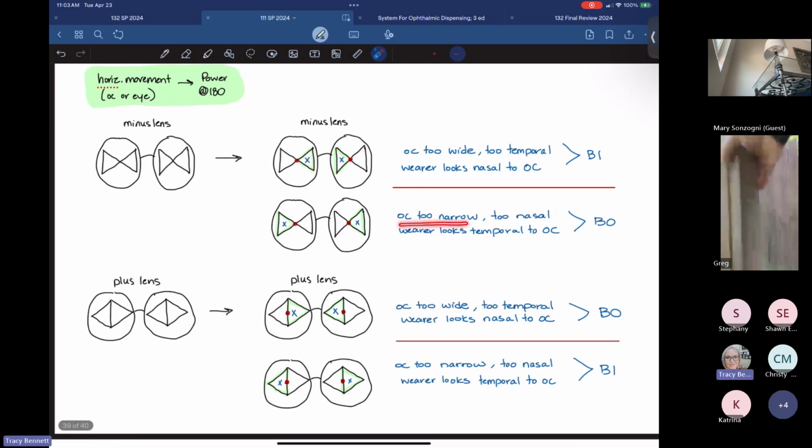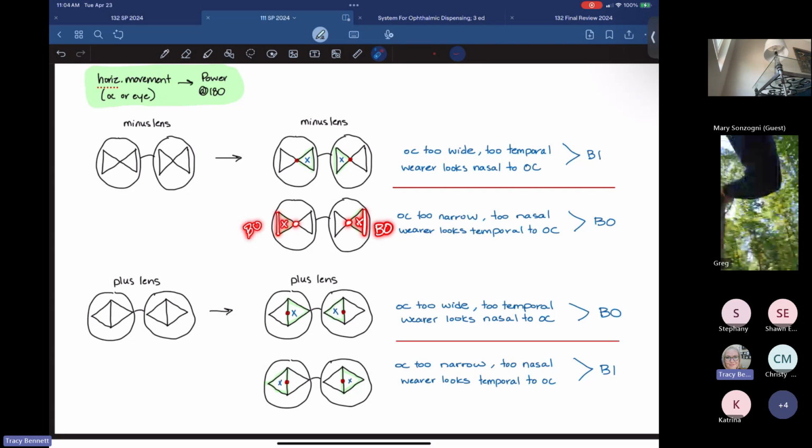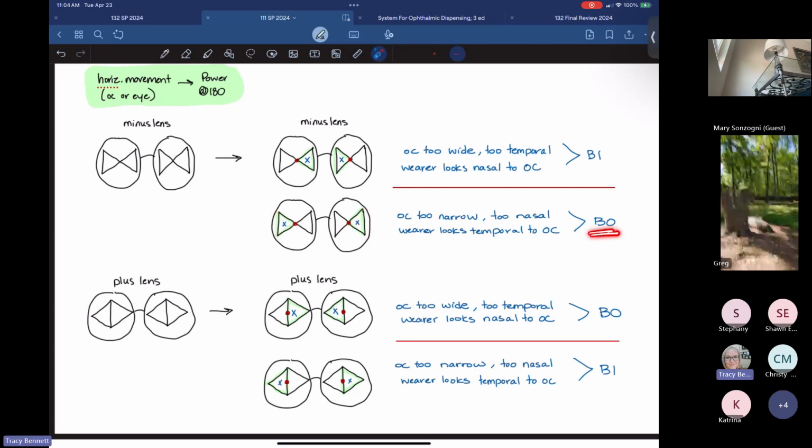Versus if the OCs are too narrow or too nasal, so there's our OCs, and they are too narrow or too nasal, that would let us know that our patient's eyes are out from there, out from the OC. And in this minus lens, that results in base out in each lens, base out.